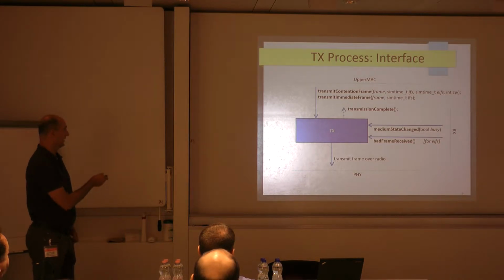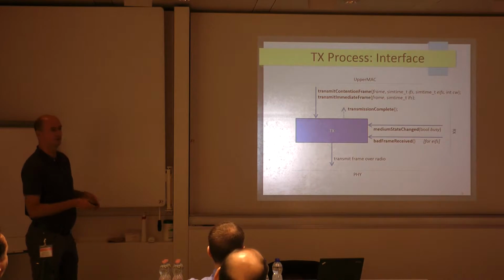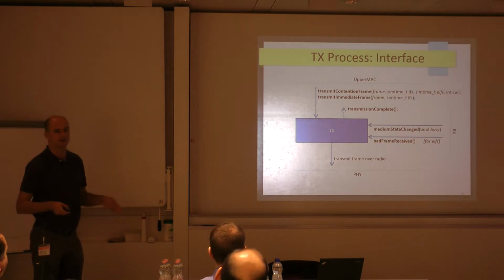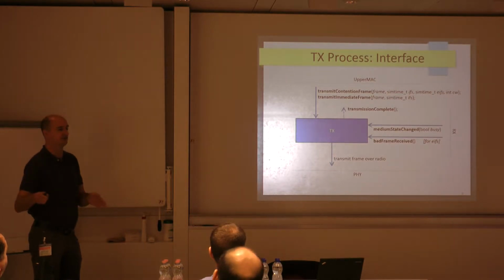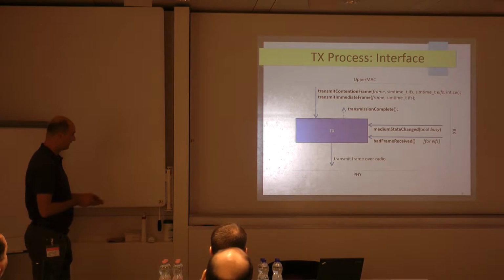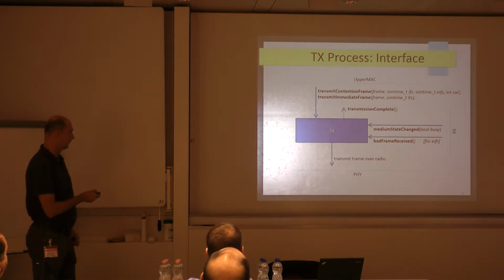So that's why there's transmit contention frame, and there's another one, transmit immediate frame. This is for acknowledgement, for example, where we just blindly wait for an interframe space and then transmit, and we don't listen to the channel at all. Everything is built from these 2 primitives. And we want this process to report back when it's done.